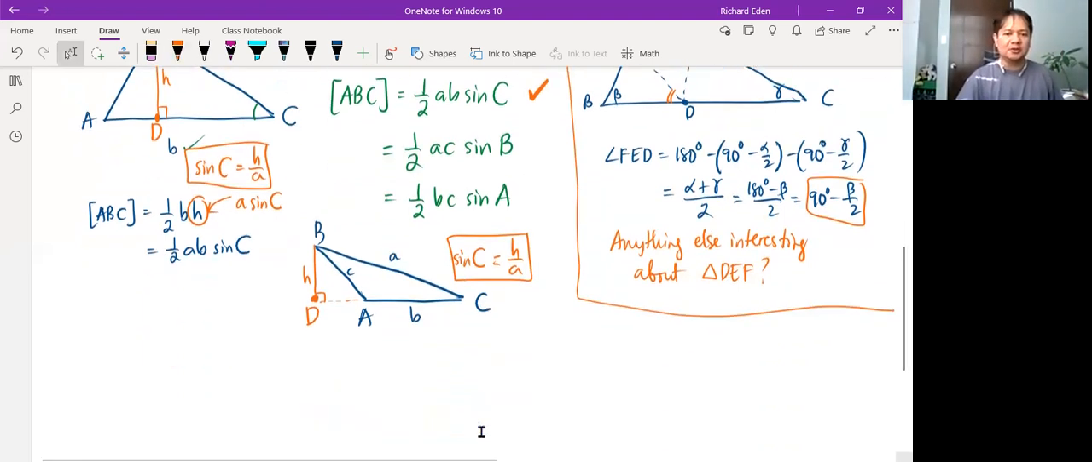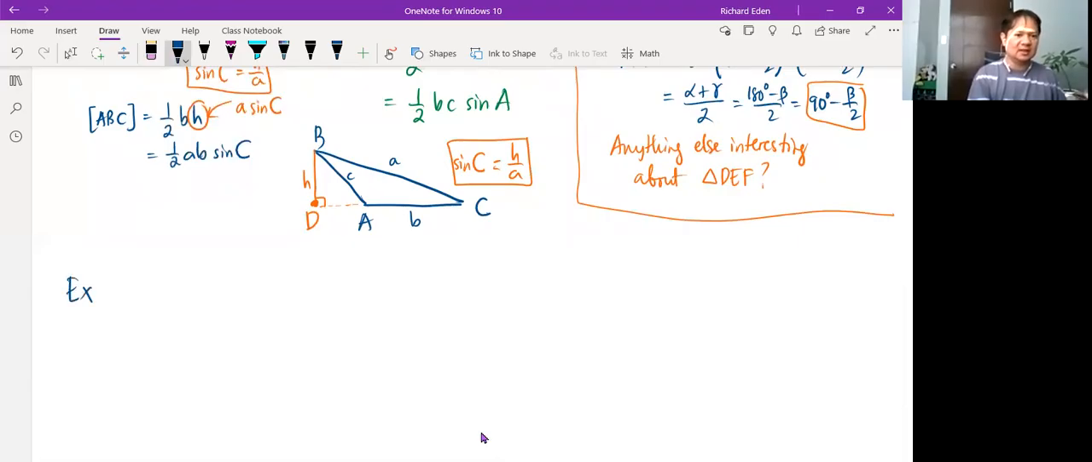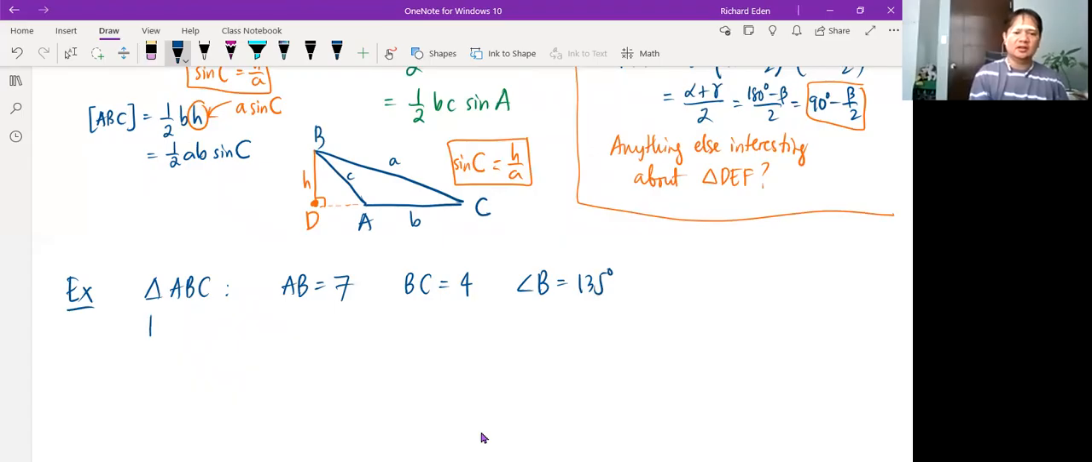All right, so it's a quick example. So start with something really, really basic. Example: in triangle ABC, AB equals 7, and BC equals 4, and angle B equals 135 degrees. Find the area of triangle ABC.